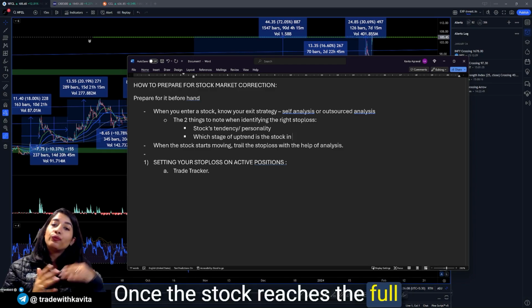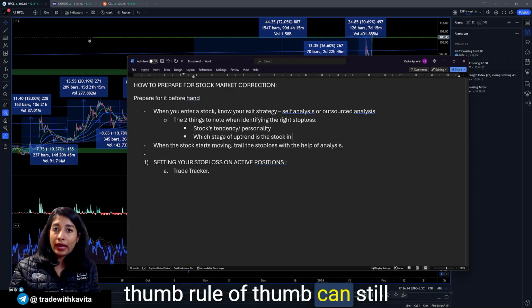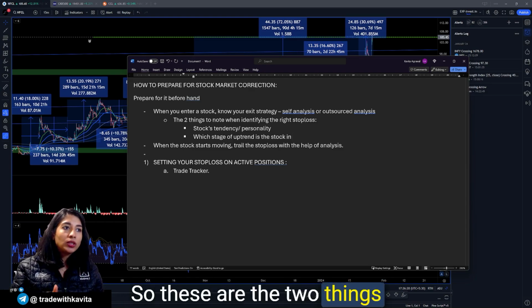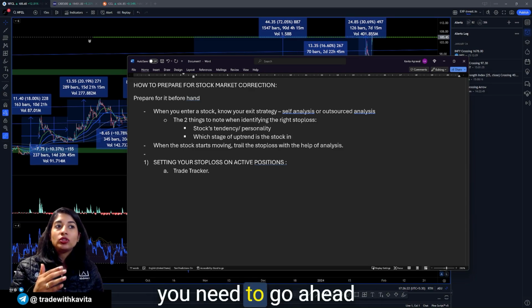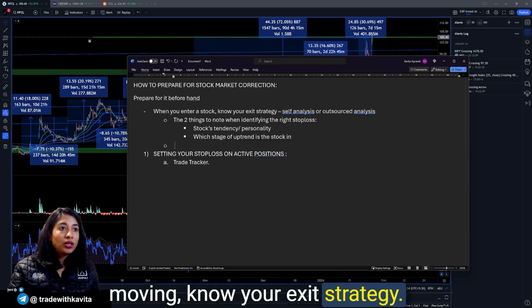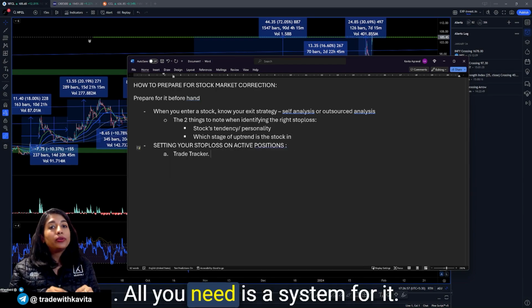Once the stock reaches the full-blown momentum, like when it starts running up, then your rule of thumb can still work out, but not in the first early stages of a momentum. So these are the two things that you need to identify. Once you've identified, you need to go ahead with setting the stop loss. So when the stock starts moving, know your exit strategy. Then what you need to do is set your stop loss on the active position. All you need is a system for it.